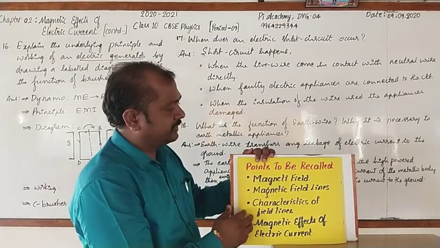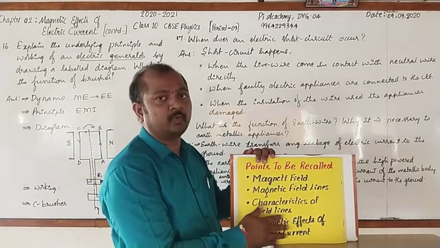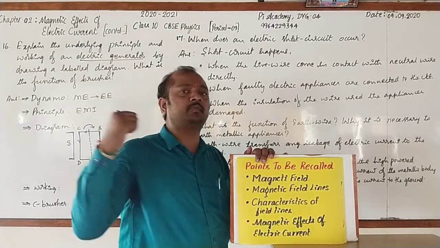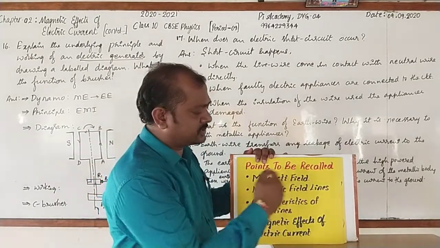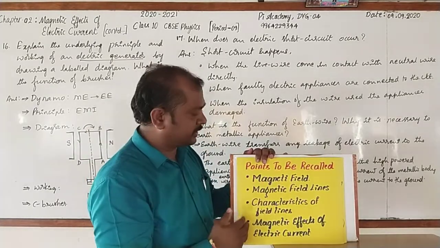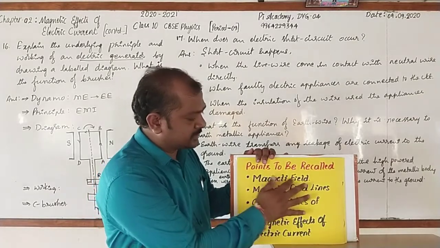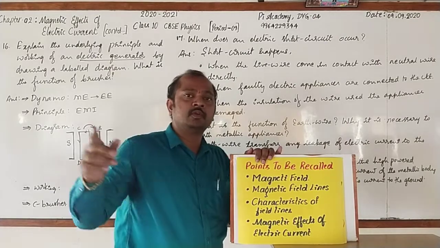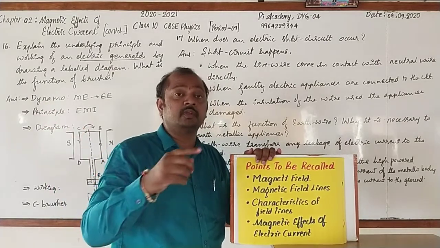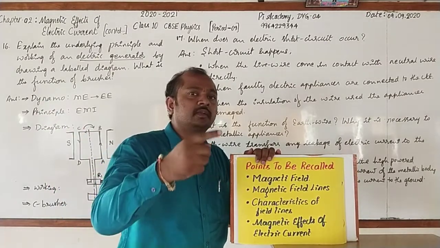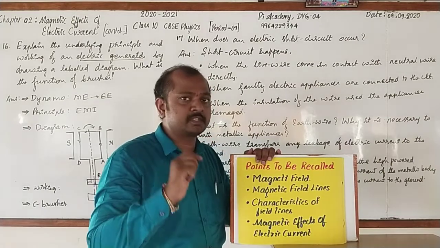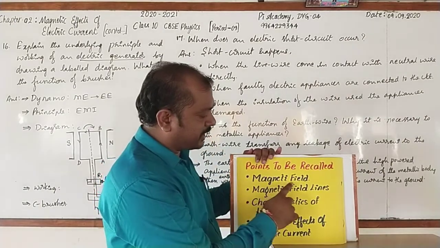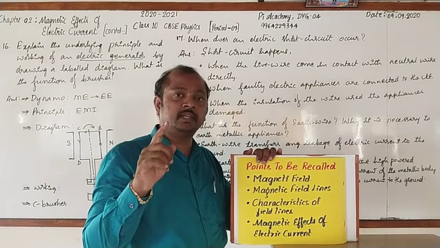Dear students, here I have made some of the important points we have discussed in this chapter. We shall go for recalling one after the other. The first point, an important one, magnetic field. Just to recall the definition: the region around a magnet where the magnetic force is present and the magnetic effect is felt is called magnetic field.